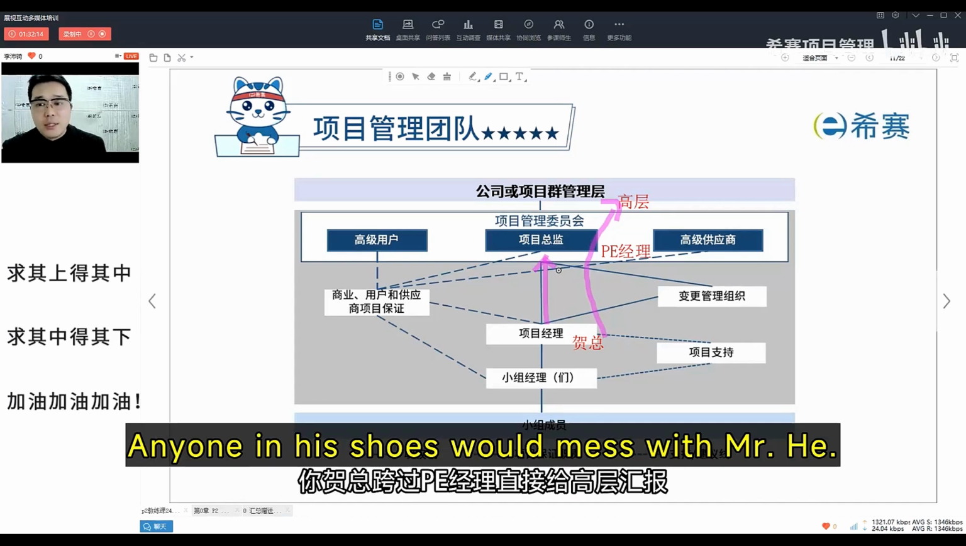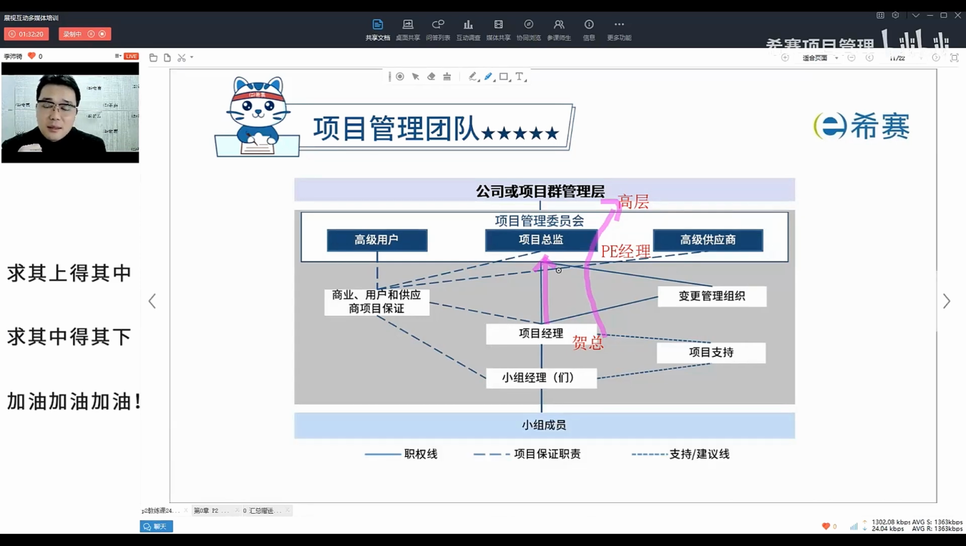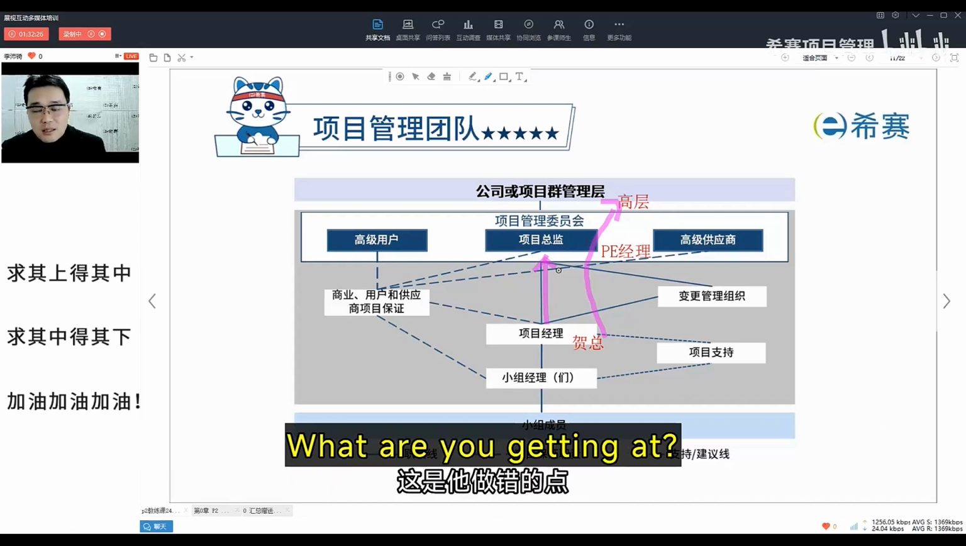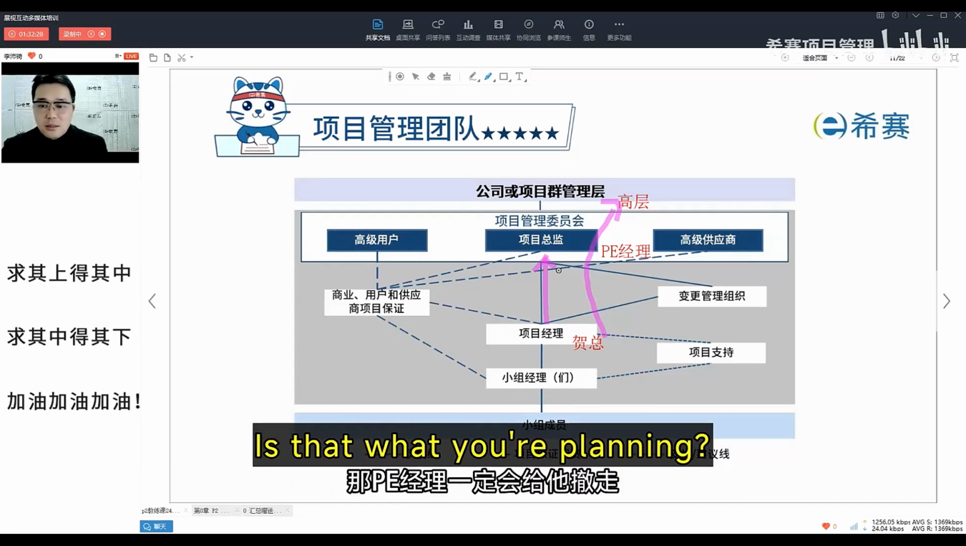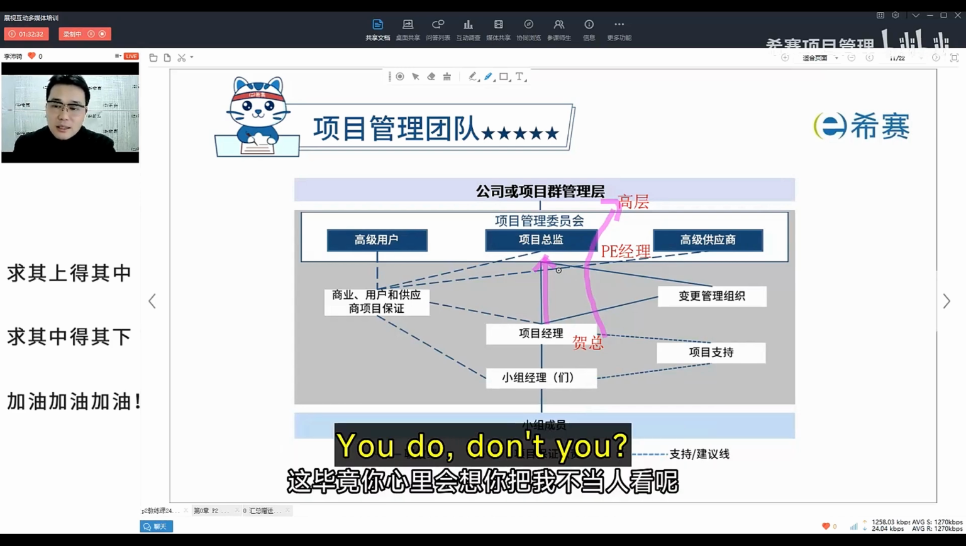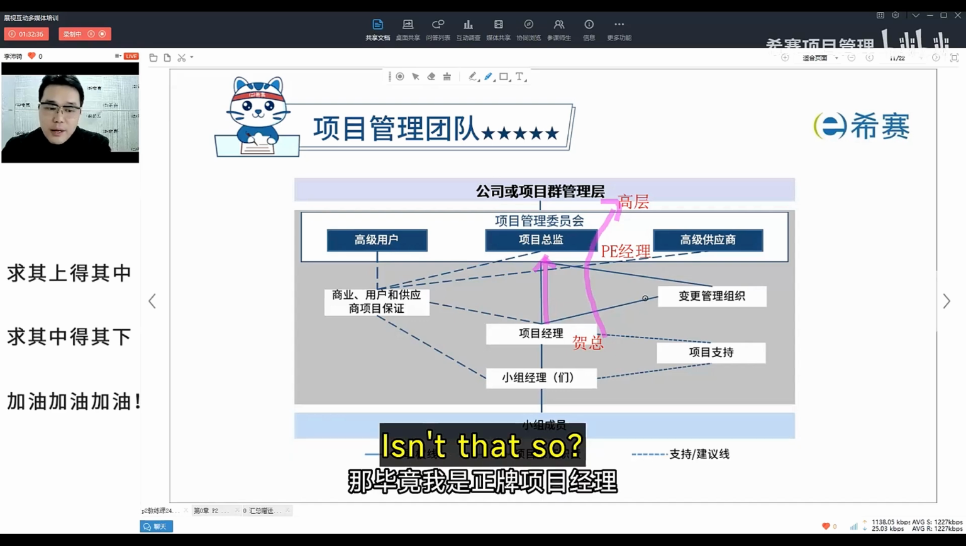Anyone in his shoes would mess with Mr. He. You'd feel like I'm treating you as less than human. But I'm the real project manager here, after all. You're just a nobody. What are you getting at? Is that what you're planning? Plotting a coup, are you? You do, don't you? You're trying to topple me, aren't you? Isn't that so?